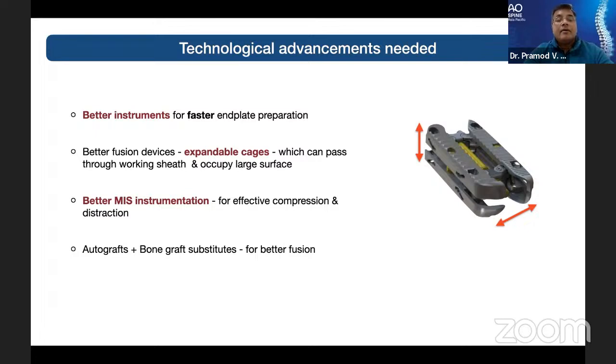And one of the problems with MIS instrumentation, which I feel, is they fail in causing effective compression and distraction techniques as compared to the open section. So there has to be some changes in the MIS screws and instrumentation. And we need to find alternatives for autografts for better fusion rate.